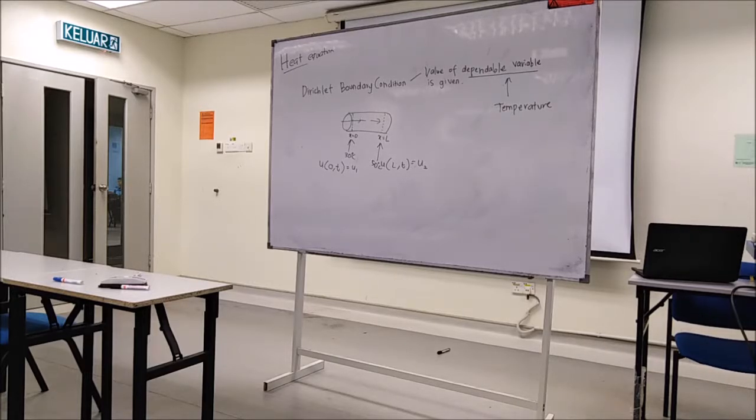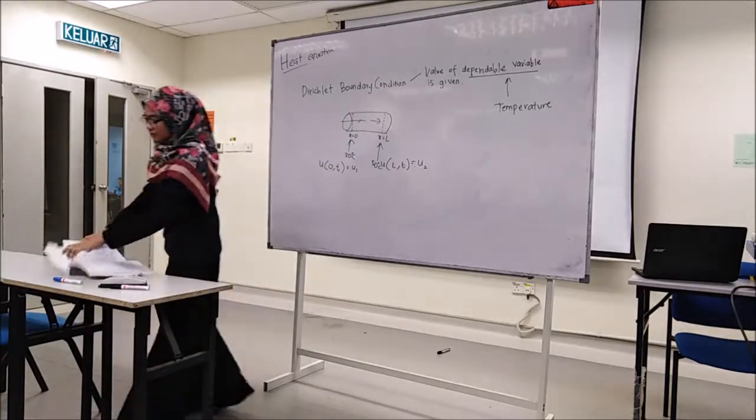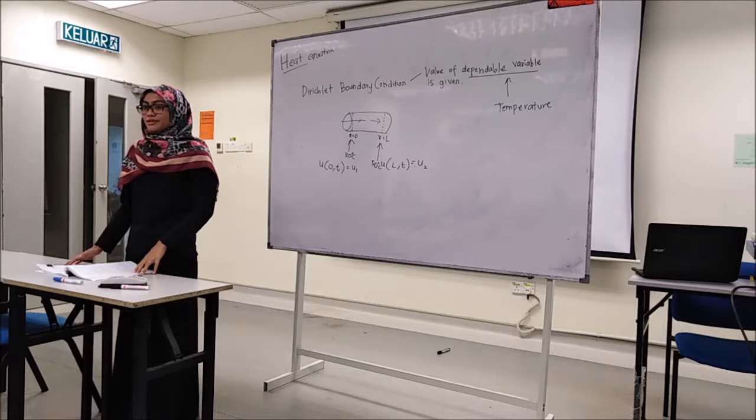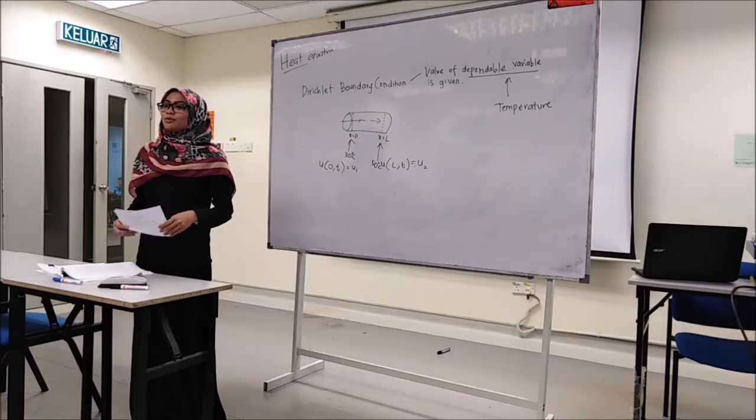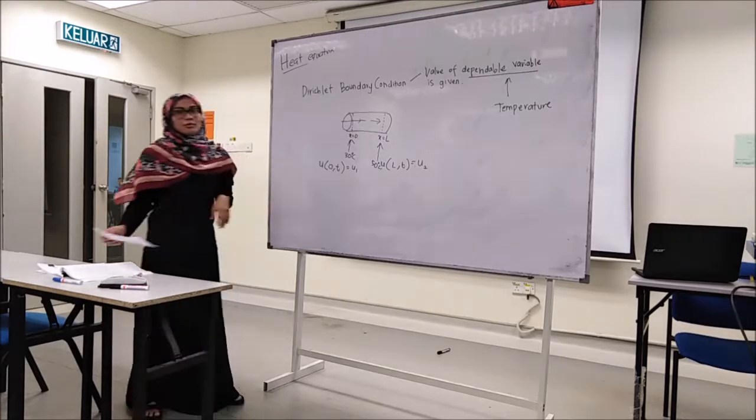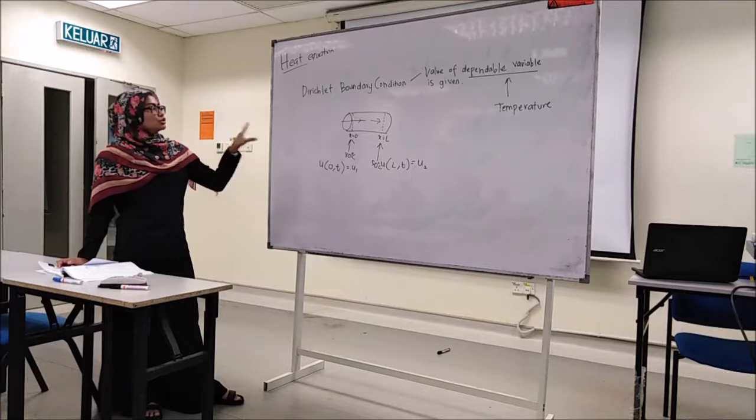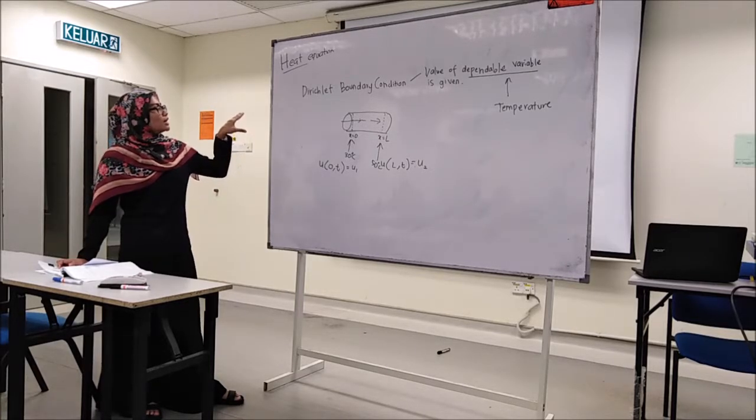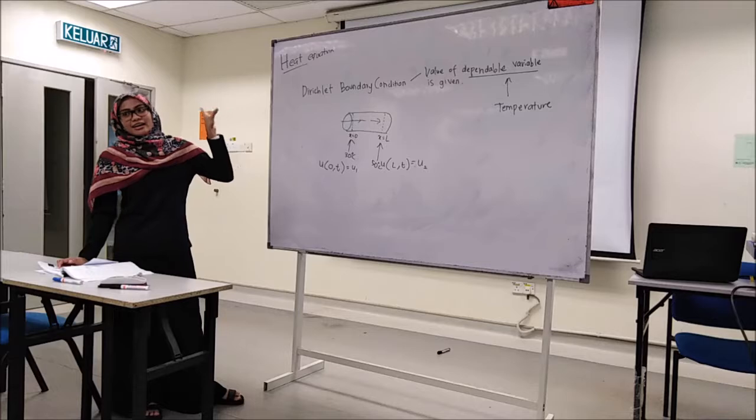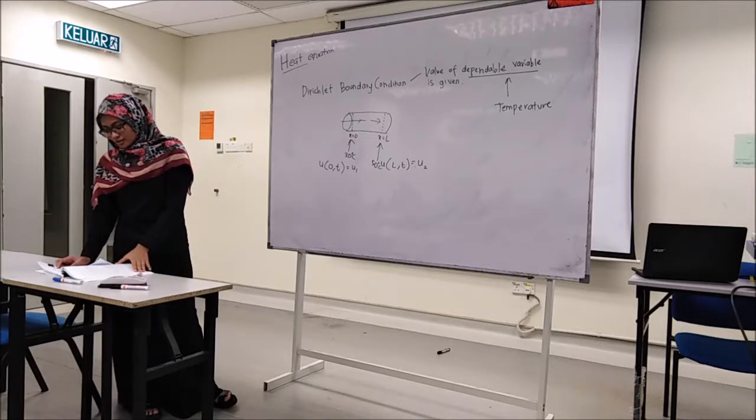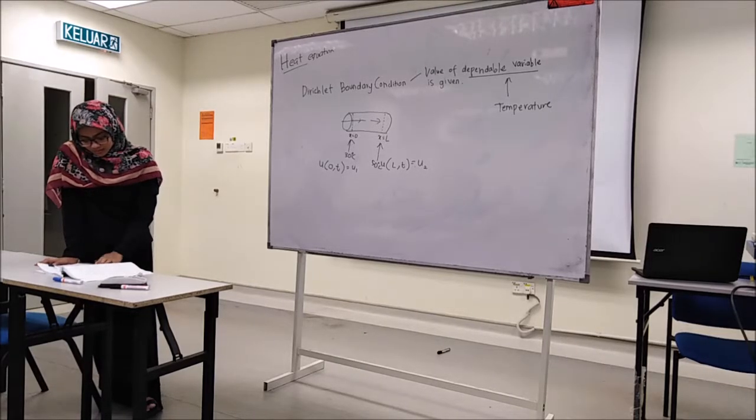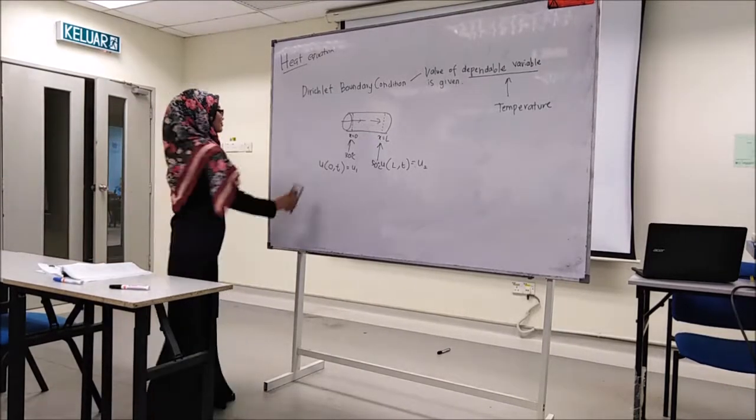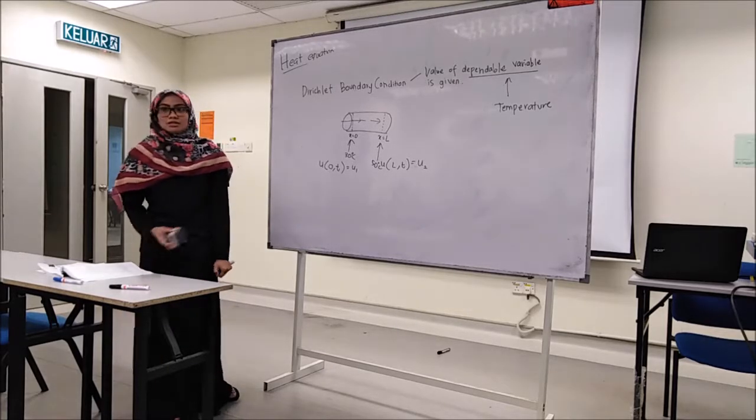Finally, I will present about the Robin boundary condition. The Robin boundary condition is the combination of the two types, the Dirichlet and the Neumann boundary condition. And sometimes it is called a mixed boundary condition.